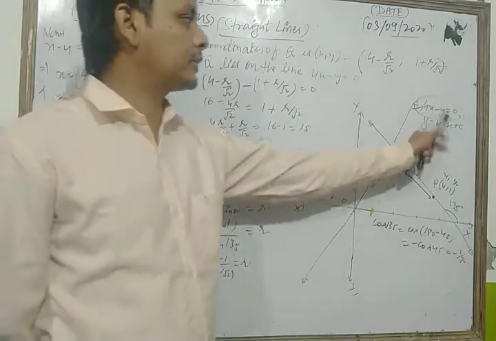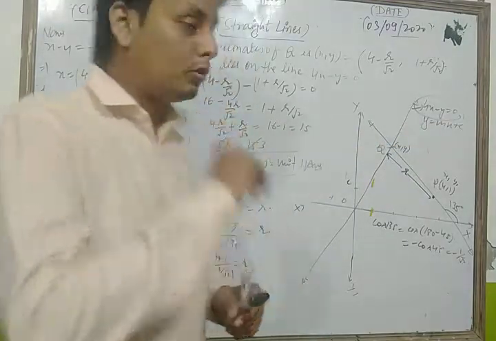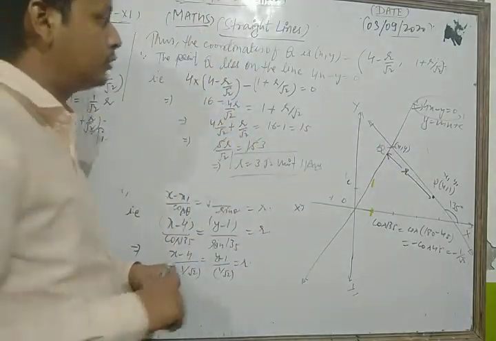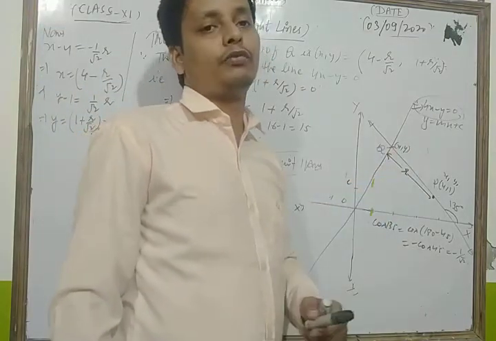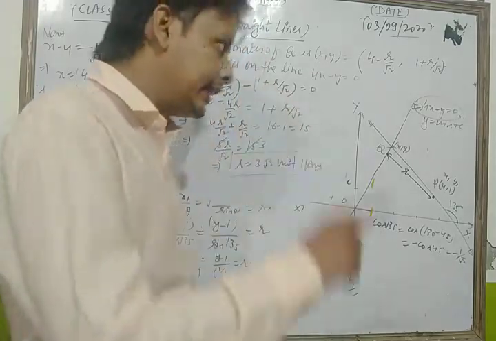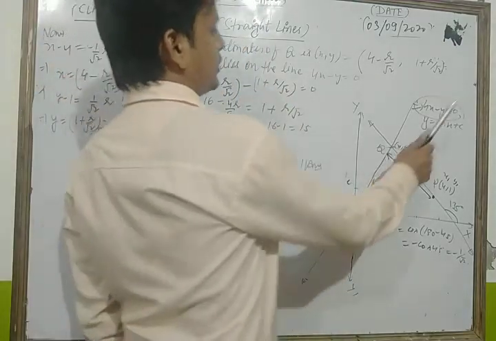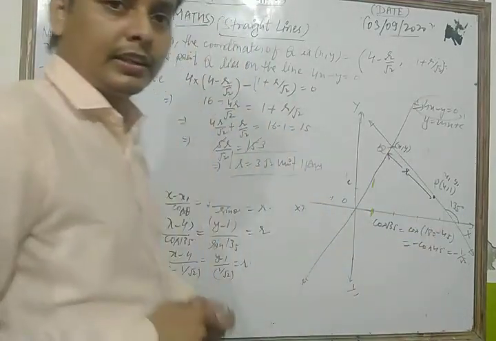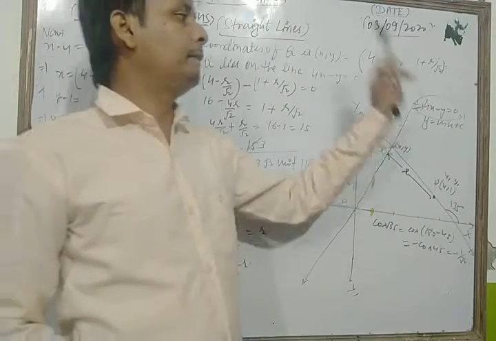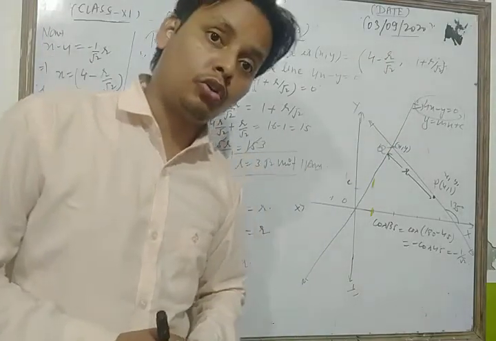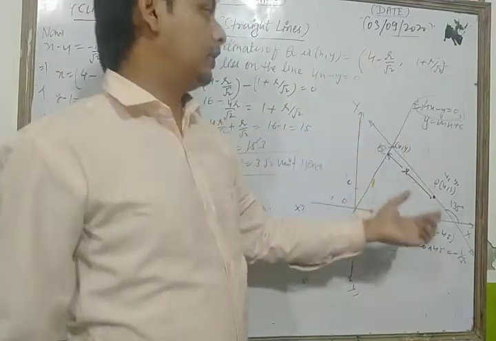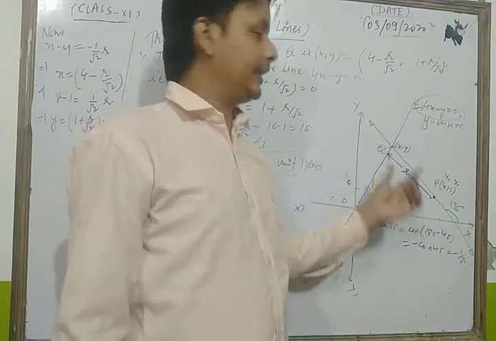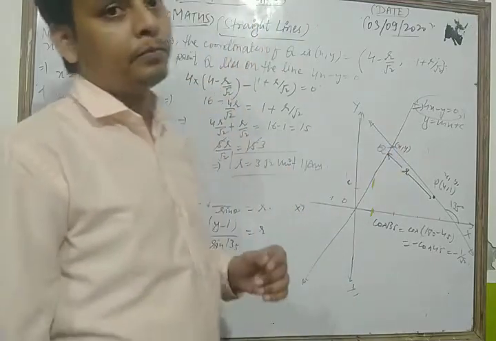Which line does it lie on? It lies on the line 4x minus y is equal to 0. So dear students, if the point Q lies on the straight line 4x minus y is equal to 0, then it must satisfy the given equation of the line. So this is x, this is y, and if Q lies on that line, then it must satisfy that line.